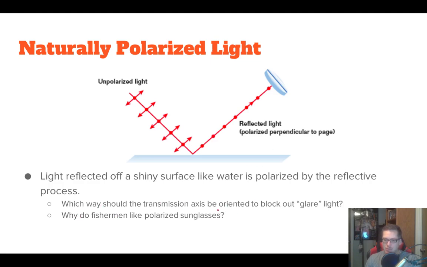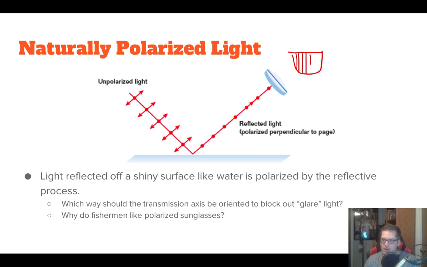Then they ask us, well, where should our transmission axis be on our polarization in order to block out this specific light? We don't want to block out all light, because we still like to be able to see, but specifically if we want to reduce the glare off this water, we would want to block out the light that has its electric field vibrating in and out of the page. So the best way to do it is if we look at the lenses. So this is the lens of our sunglasses.